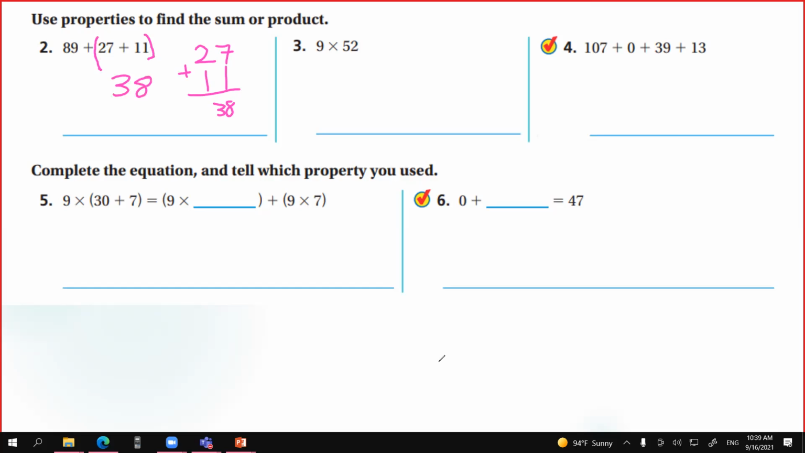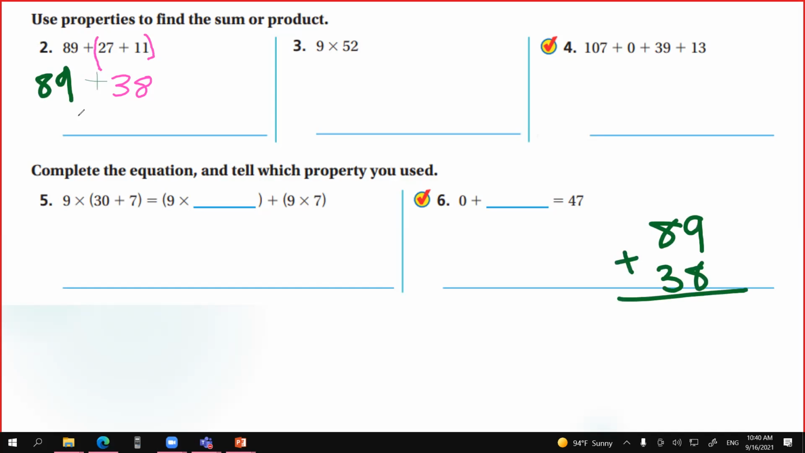Then we find the summation of 27 plus 11, which is 38. I have now to add it to 89. Is it clear? Then I have to add 89 with 38. Let's add it here now, 89 with 38.